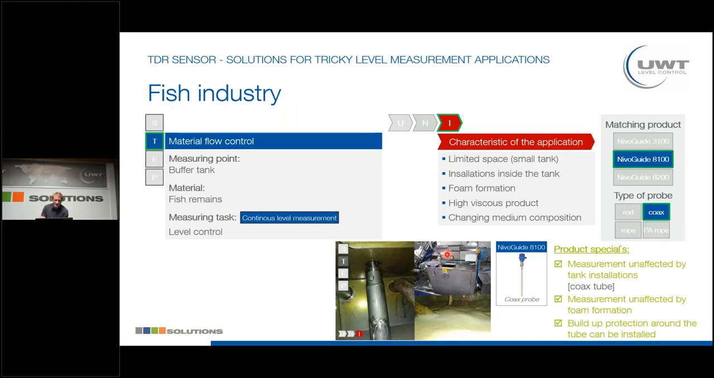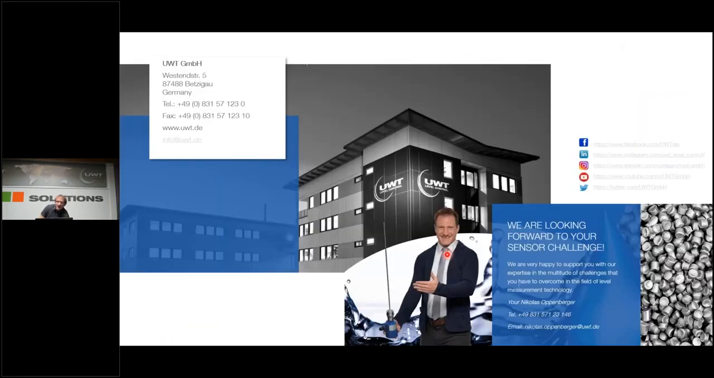So with these two success stories, I come to the end. So this was the session for today for TDR sensors. If you do have any questions now, or maybe when they come up later on, just contact us, contact me, and then we will always find the right solution for the applications, always the right TDR sensor for the challenges you have. And I hope that I could give you some helpful information about the technology.